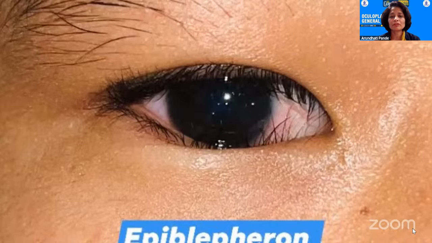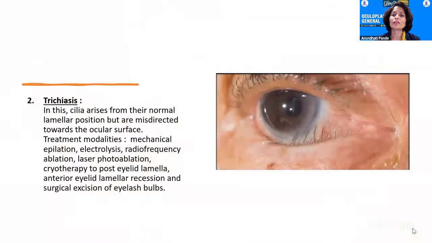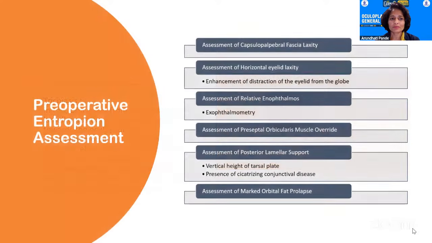Yeah, this is the epiblepharon. So another differential is trichiasis. As we know, cilia rise from their normal lamellar position, but they are misdirected towards the ocular surface. Treatment is mechanical epilation. If electrolysis is more effective, radiofrequency ablation, laser photoablation, cryotherapy to the posterior eyelid lamella, anterior eyelid lamellar resection, and surgical excision of eyelash bulbs.